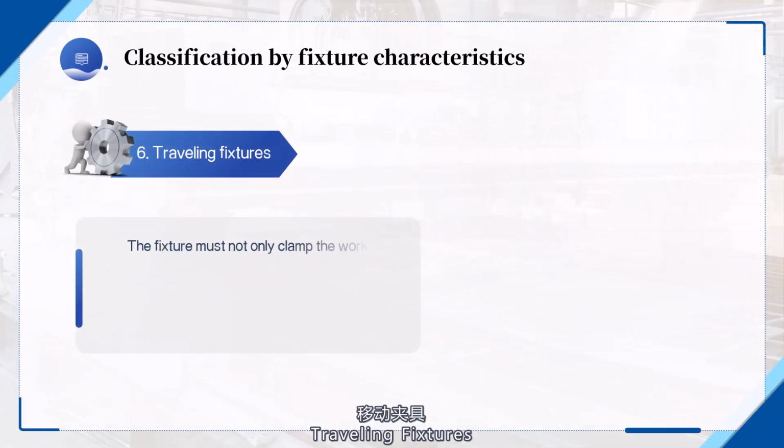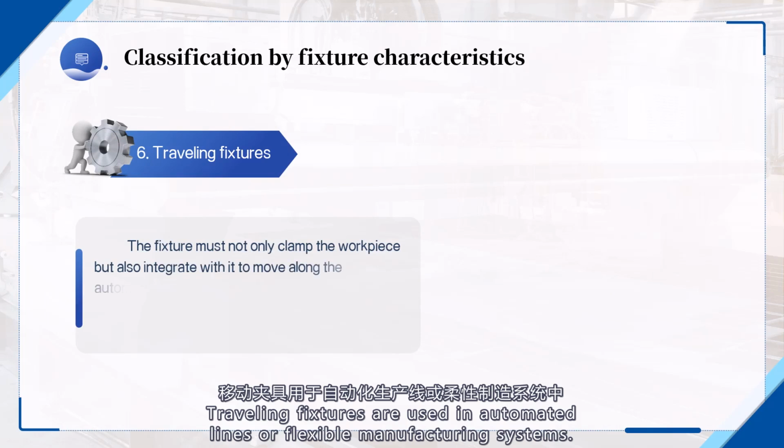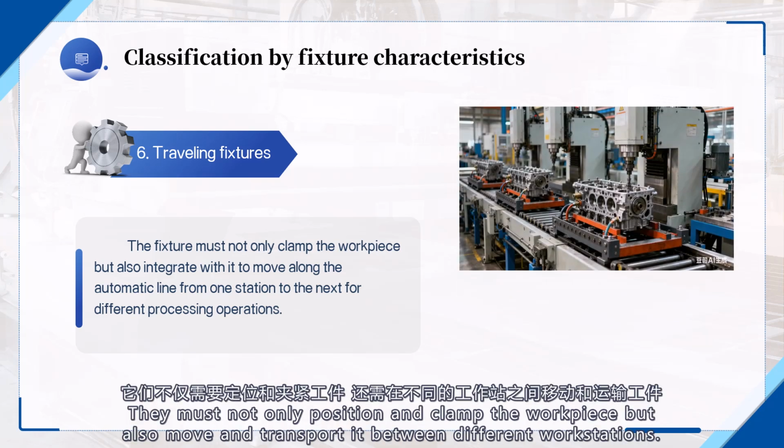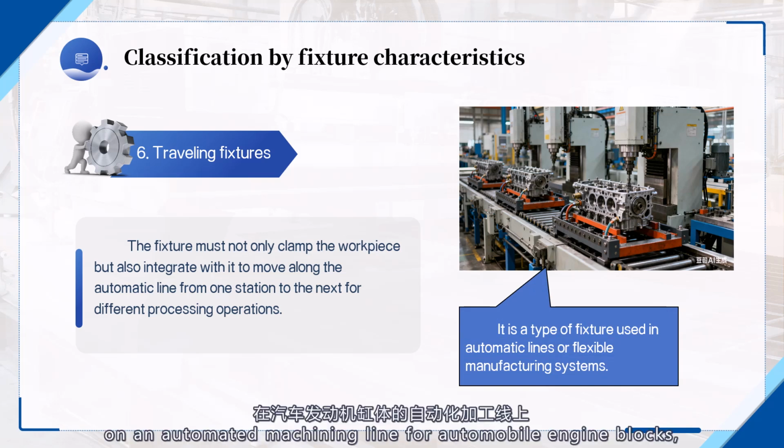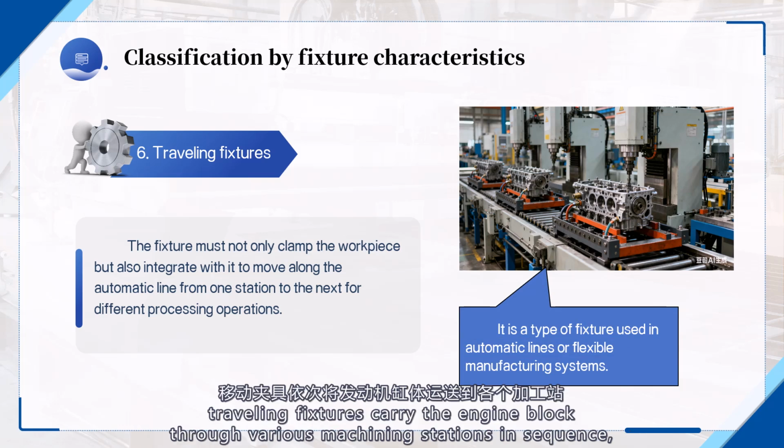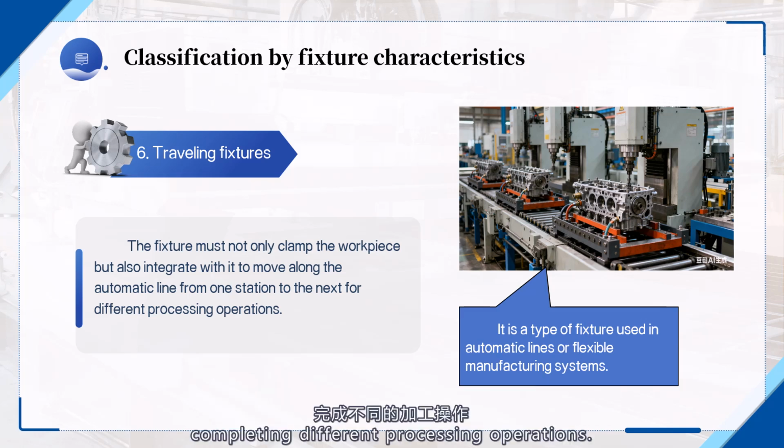Traveling fixtures. Traveling fixtures are used in automated lines or flexible manufacturing systems. They must not only position and clamp the workpiece, but also move and transport it between different workstations. For example, on an automated machining line for automobile engine blocks, traveling fixtures carry the engine block through various machining stations in sequence, completing different processing operations.